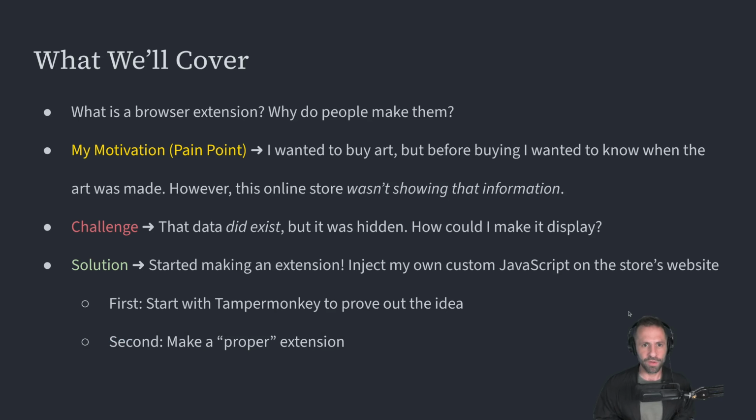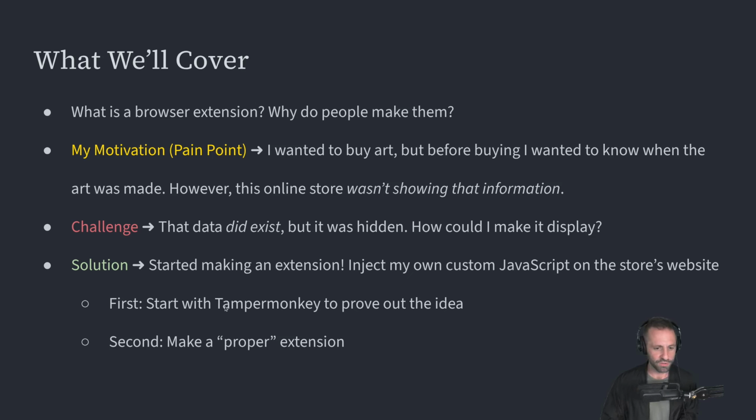In my case, my motivation was a pain point. I wanted to buy some art, but before buying, I wanted to know when the art was made. However, this online store was not showing that information. So, as a challenge, I knew that data did exist, but it was hidden. How could I make it display? The solution was I started making an extension, injecting my own custom JavaScript onto the store's website.